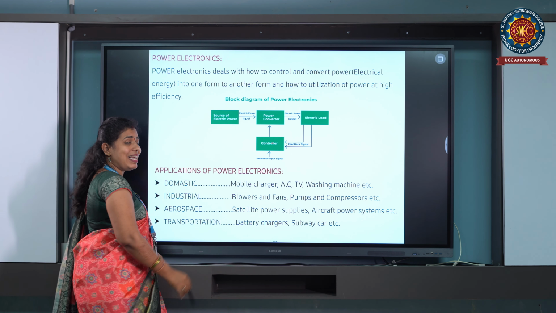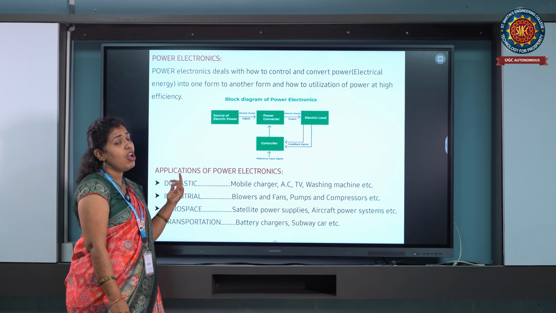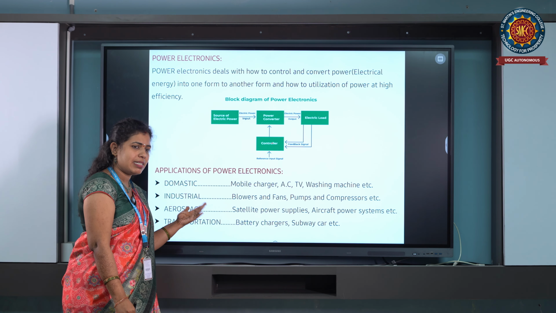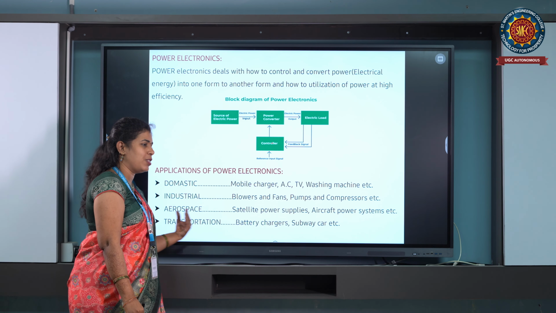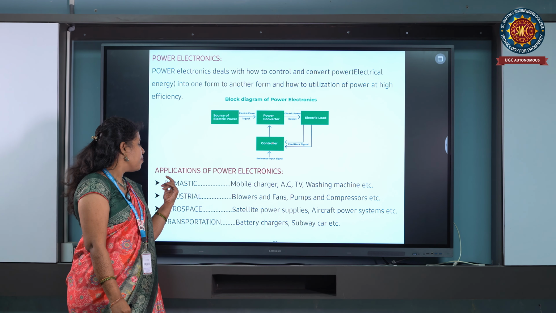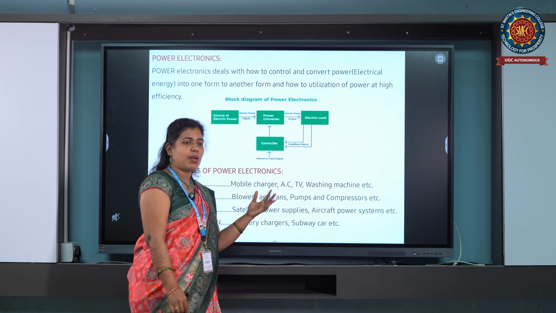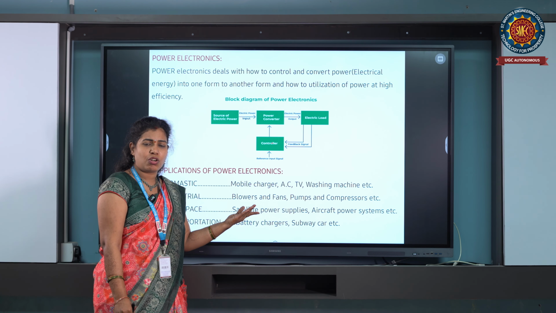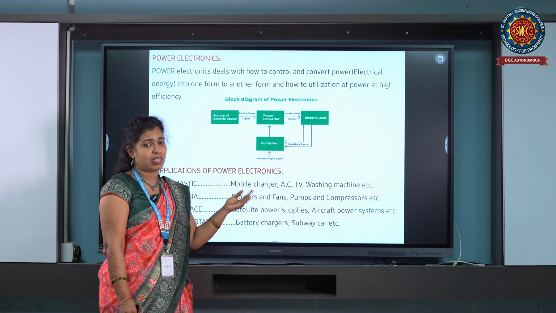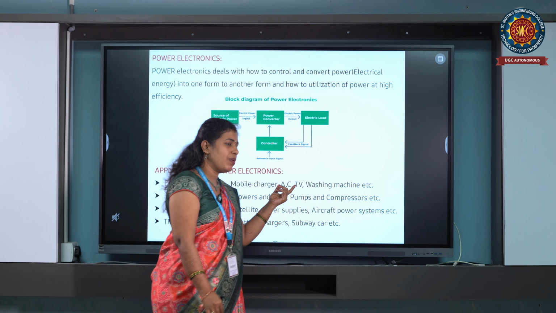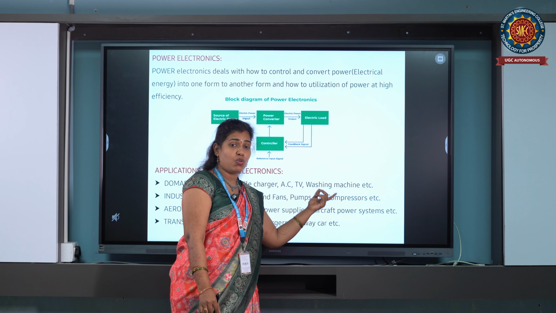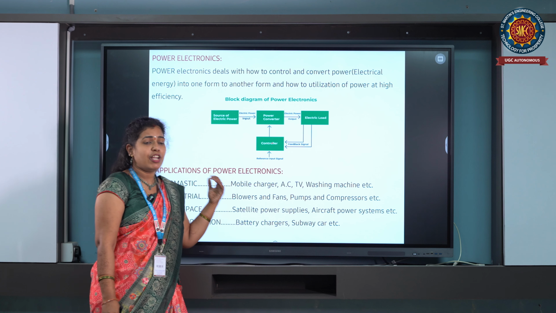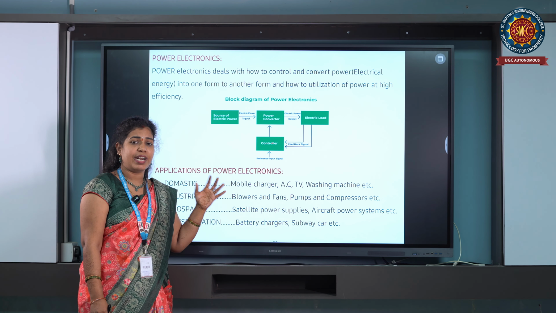So what are the applications of power electronics? There are four different types of applications: domestic applications, industrial applications, aerospace applications and transportation applications. For example, in domestic applications, we use mobile chargers to charge our mobile. That is a power electronic device, nothing but a power electronic converter. Next, to operate the AC and TV we use remotes, which are also power electronic devices, and washing machines. In all these, we use power electronic devices.